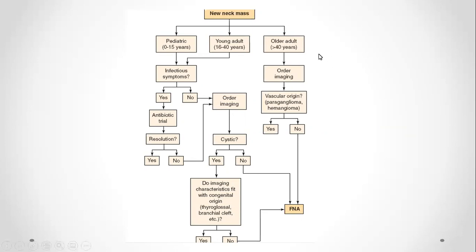And if it is a vascular lesion like paraganglioma or hemangioma, we should avoid ultrasound-guided fine needle aspiration cytology. We can check with other imaging like a CT scan of the neck or MRI scan of the neck. If not, if it is a solid lesion, we can do ultrasound-guided fine needle aspiration cytology to get the diagnosis.